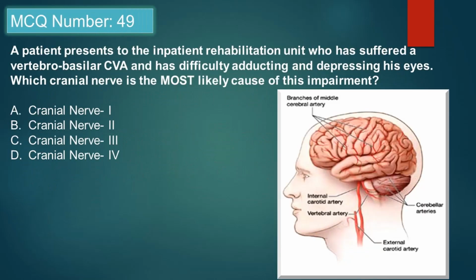Moving toward another scenario. A patient presents to the inpatient rehabilitation unit who has suffered a vertebrobasilar CVA, or vertebrobasilar cerebrovascular accident, and has difficulty adducting and depressing the eyes. Which cranial nerve is the most likely cause of this impairment? Option A, cranial nerve 1, option B, cranial nerve 2, option C, cranial nerve 3, and option D, cranial nerve 4. And the correct answer is option D, cranial nerve 4.